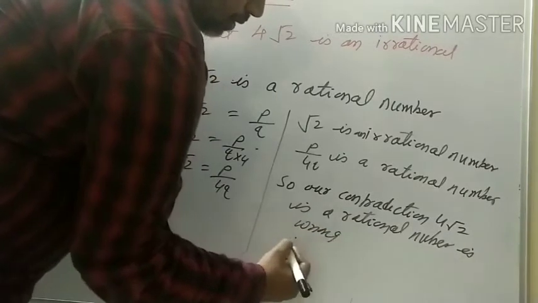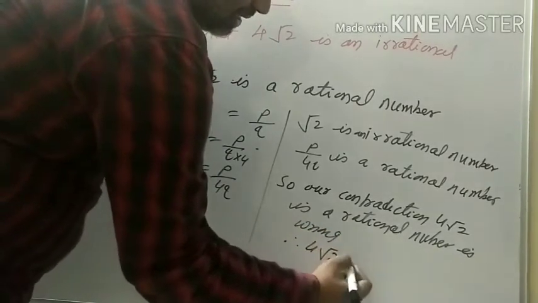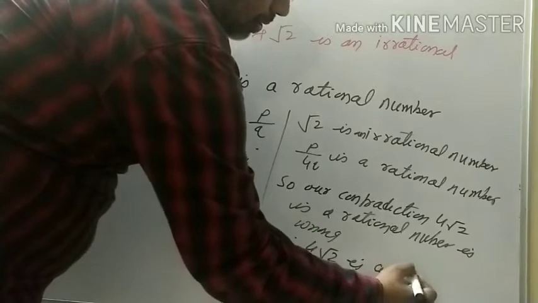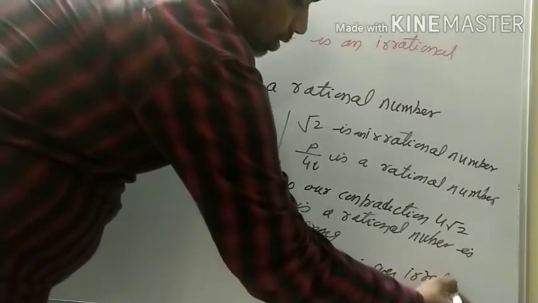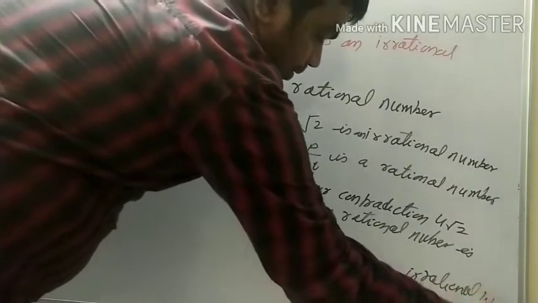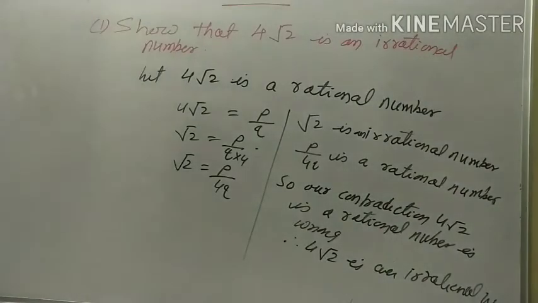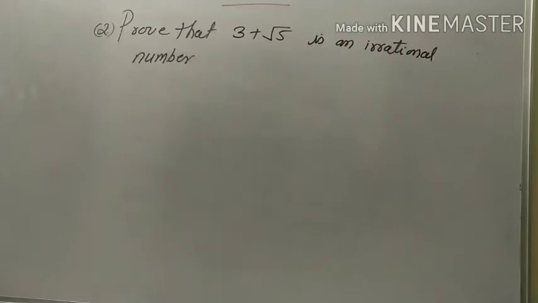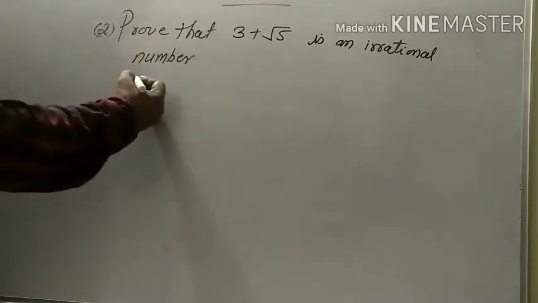Therefore 4 root 2 is an irrational number. Okay. Now here we have the second question. What is that? Prove that 3 plus root 5 is an irrational number. This is also like that.